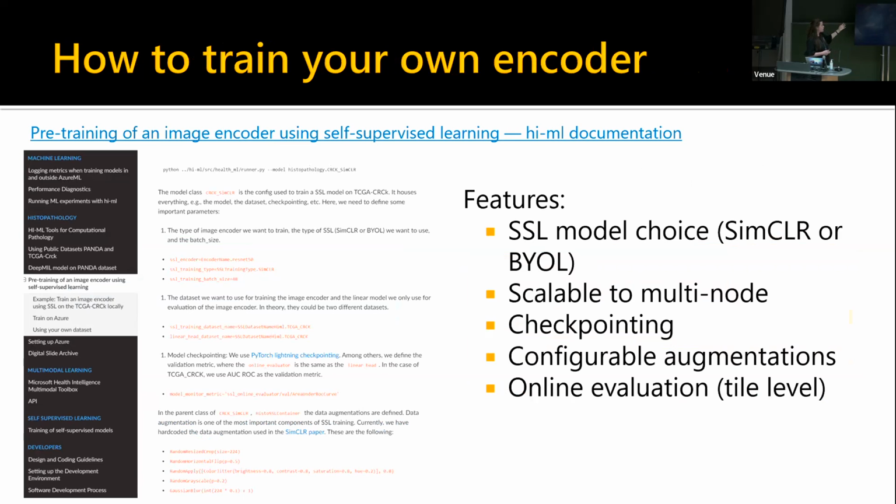And I will not go into more details. I'll just point you towards the documentation that is available, which describes how you can train your own encoder. Here, I just want to mention that there is the possibility to choose your model, to configure which augmentations you want to use, and to evaluate your encoder online. This is something we found really convenient. Sometimes a run takes a week, and you want to know if you can stop because your encoder is good enough, or if you should train more. Checkpointing is already implemented, as well as scalability to multi-node.